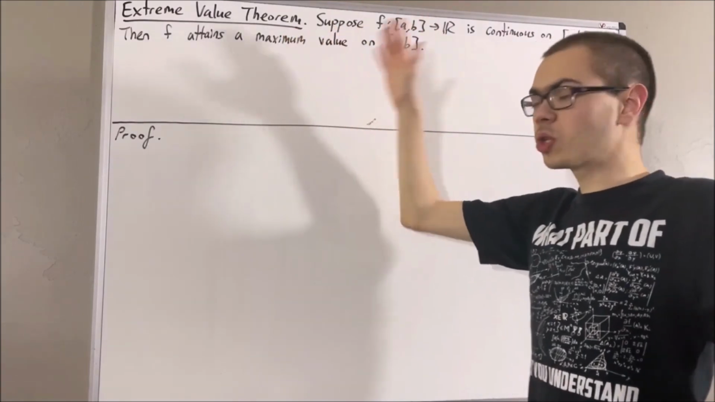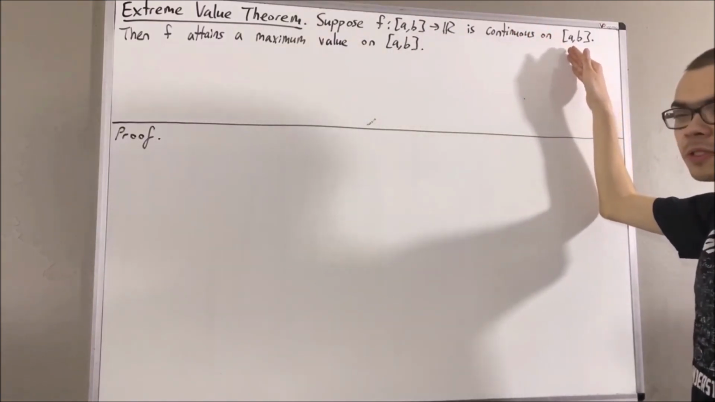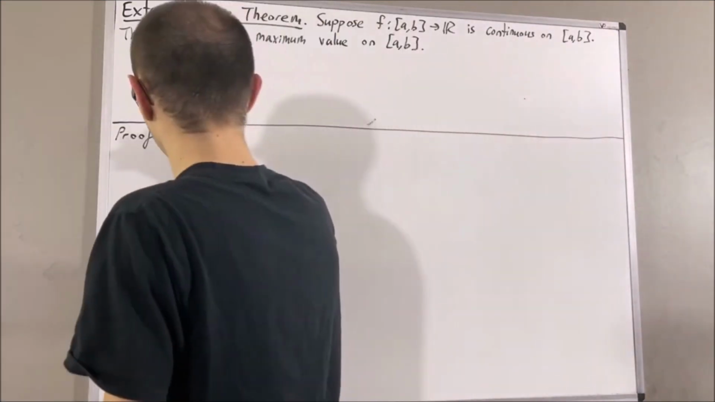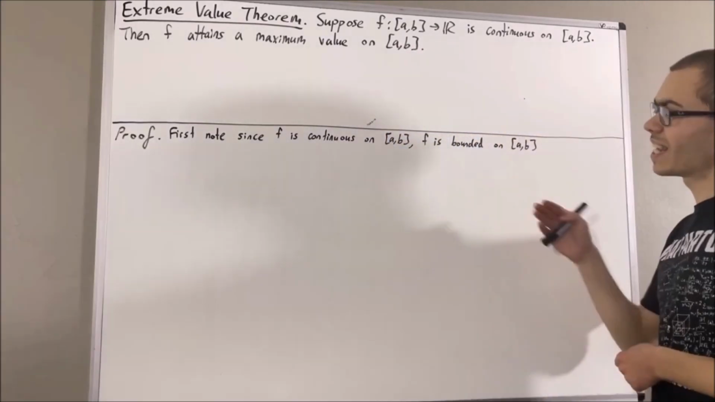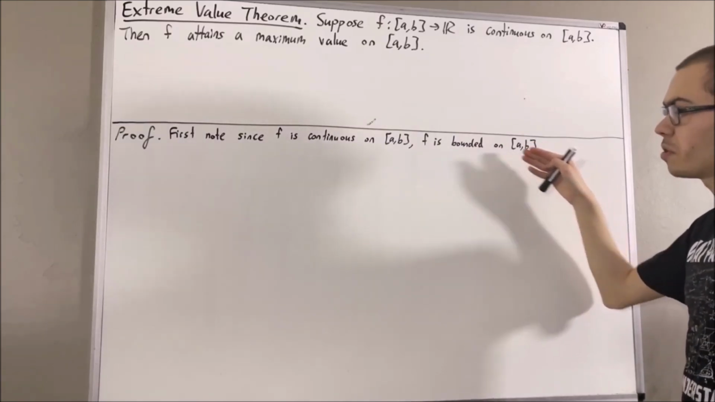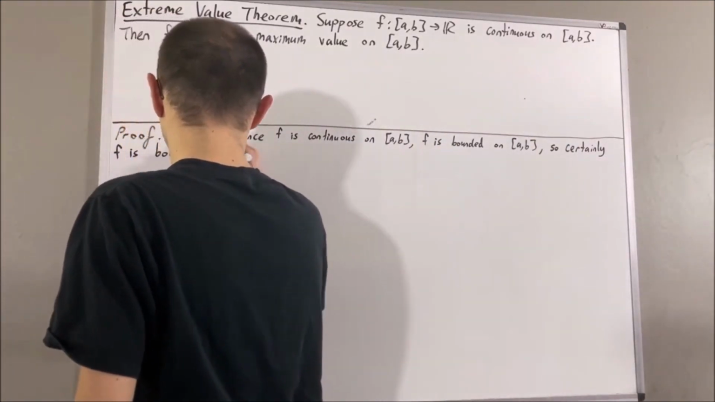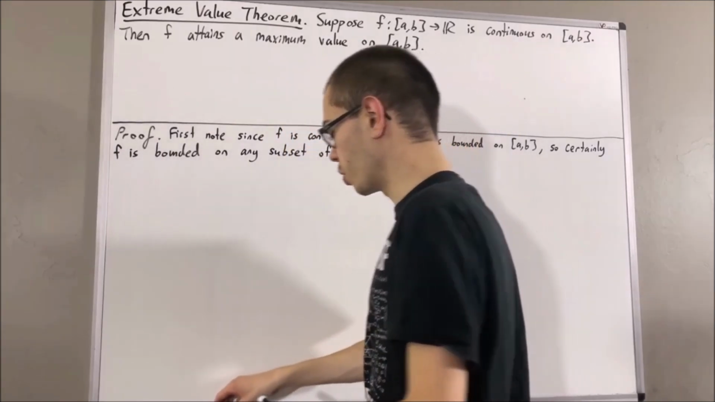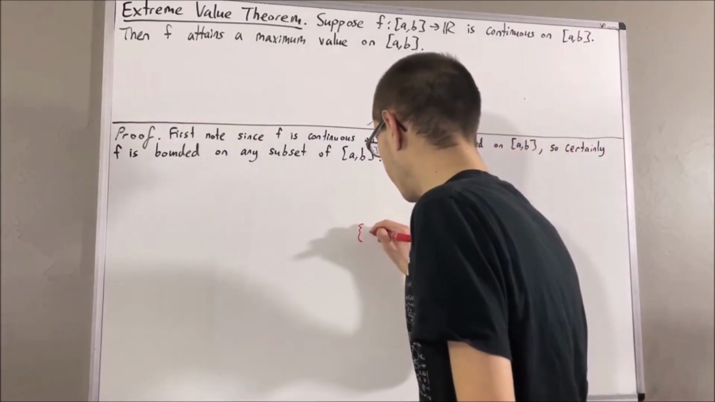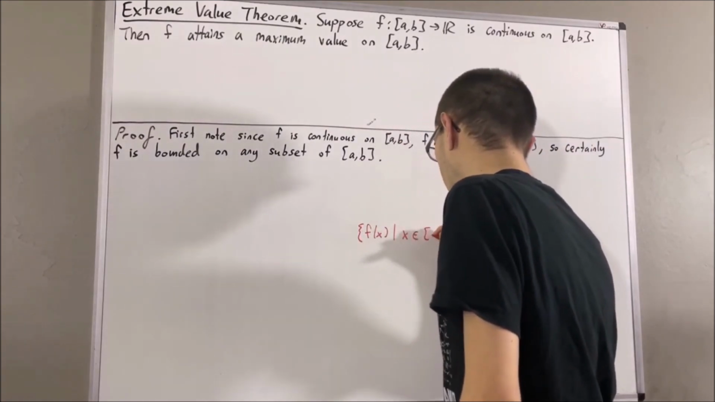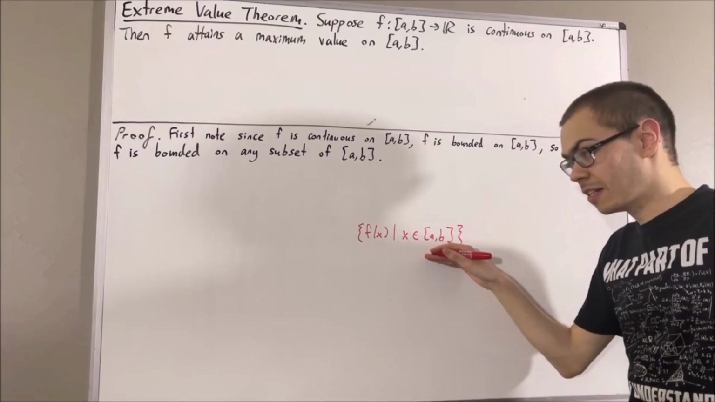Now in proving this theorem, we are going to be using a result which we have proven, and it's that since f is continuous on [a, b], it follows that f is bounded on [a, b]. And since f is bounded on [a, b], it follows that f is bounded on any subset of [a, b]. Now, just to explain what's happening here, to say f is bounded on [a, b] means that the set of output values, f(x), where x is an element of [a, b], is a bounded set. But any subset of a bounded set is bounded as well.